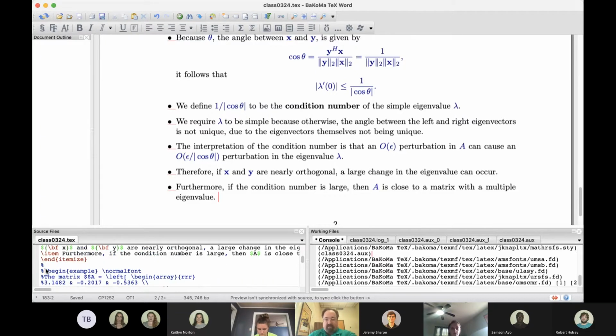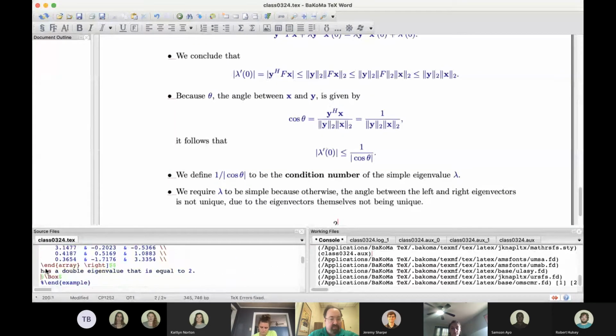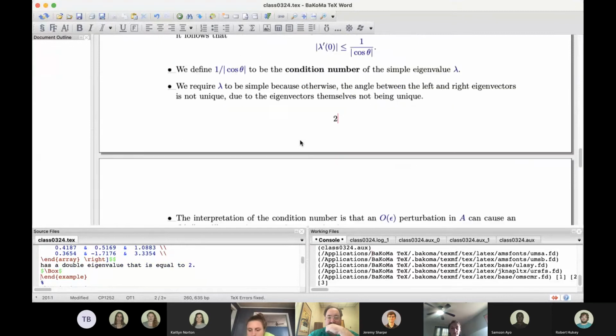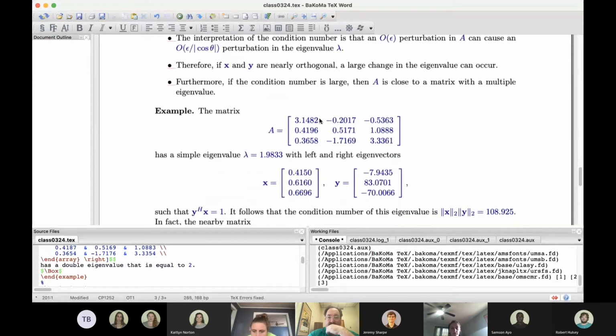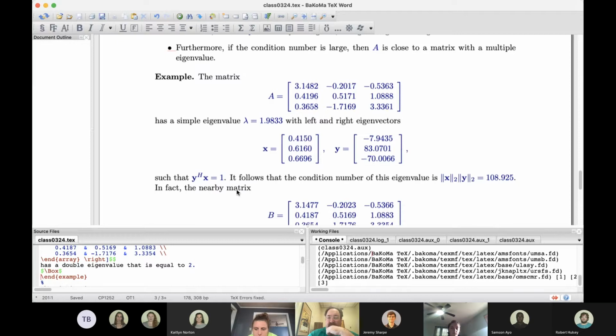So as an example, for this matrix, here's an eigenvalue that's fairly close to 2, and there's a left eigenvector and a right eigenvector. Even though this vector is pretty large, if you actually take the inner product of these two, you get 1. So we're normalized to make that happen. So the condition number turns out to be somewhat large, not really large, but this is not the best conditioned eigenvalue based on the angle between these two vectors.